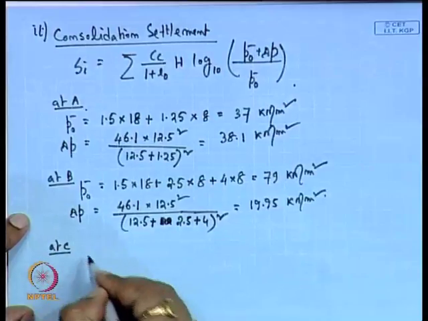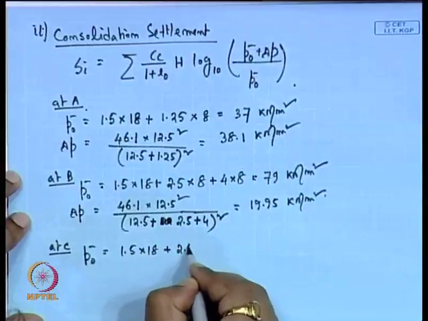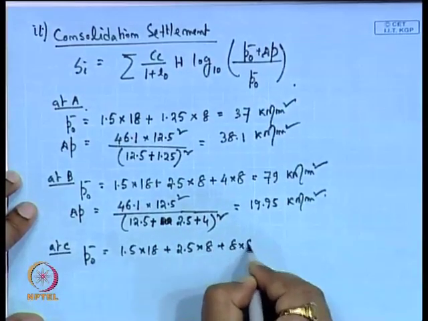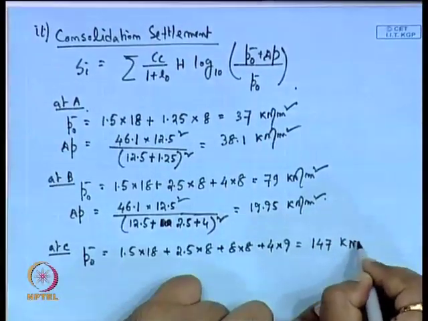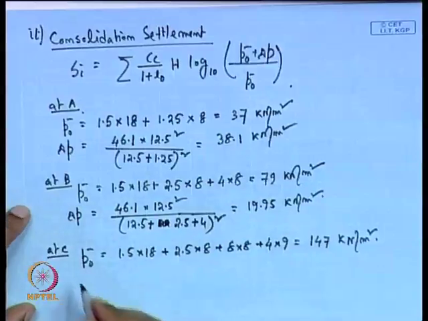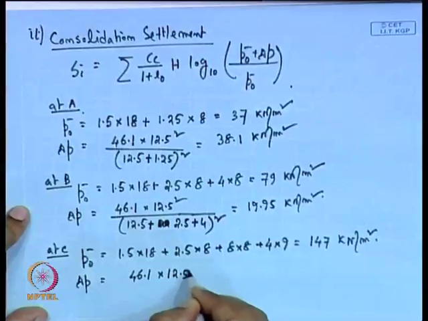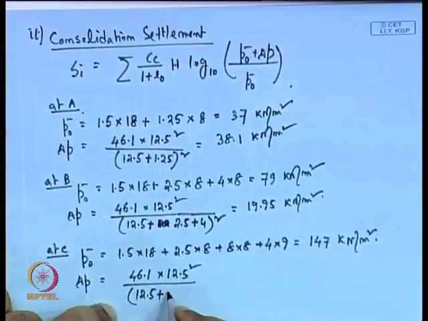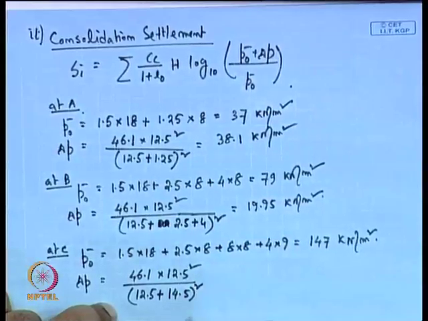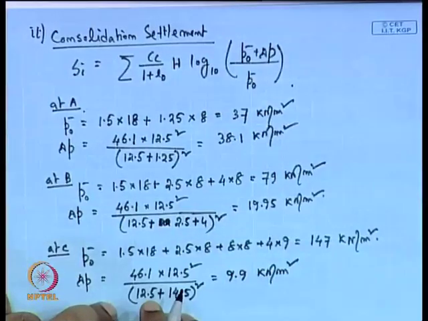Similarly, at point C, P0 bar is 1.5 into 18 plus 2.5 into 8 plus 8 into 8 plus 4 into 9. So, that is 147 kilonewton per meter square. Similarly, del P will be 46.1 into 12.5 square divided by 12.5 plus the depth of this point below the foundation level, which is 14.5 meter, whole square. So, this value is 9.9 kilonewton per meter square.